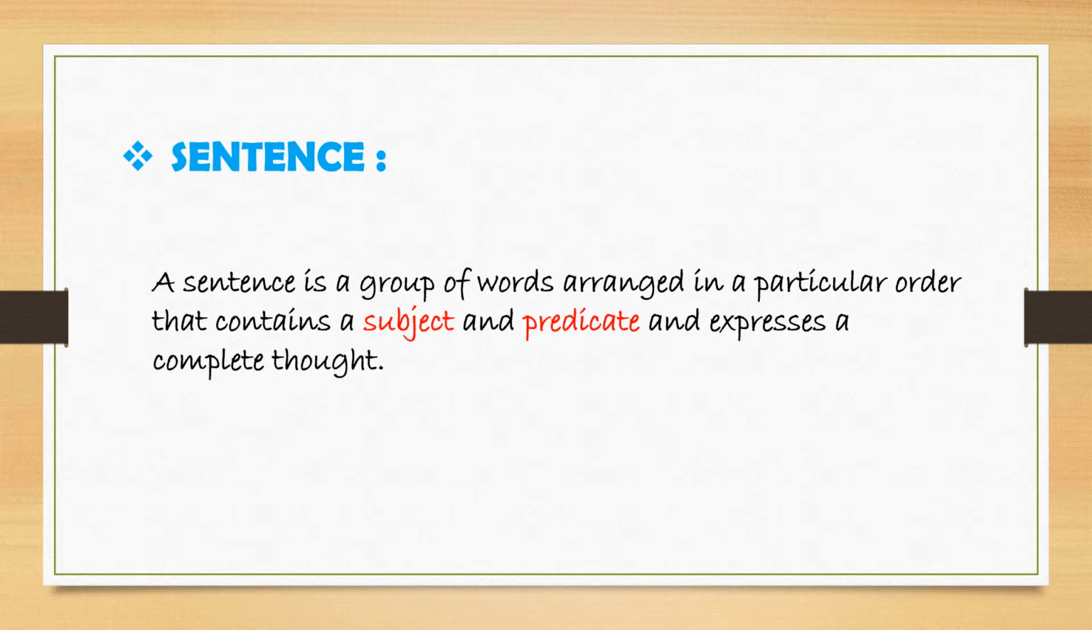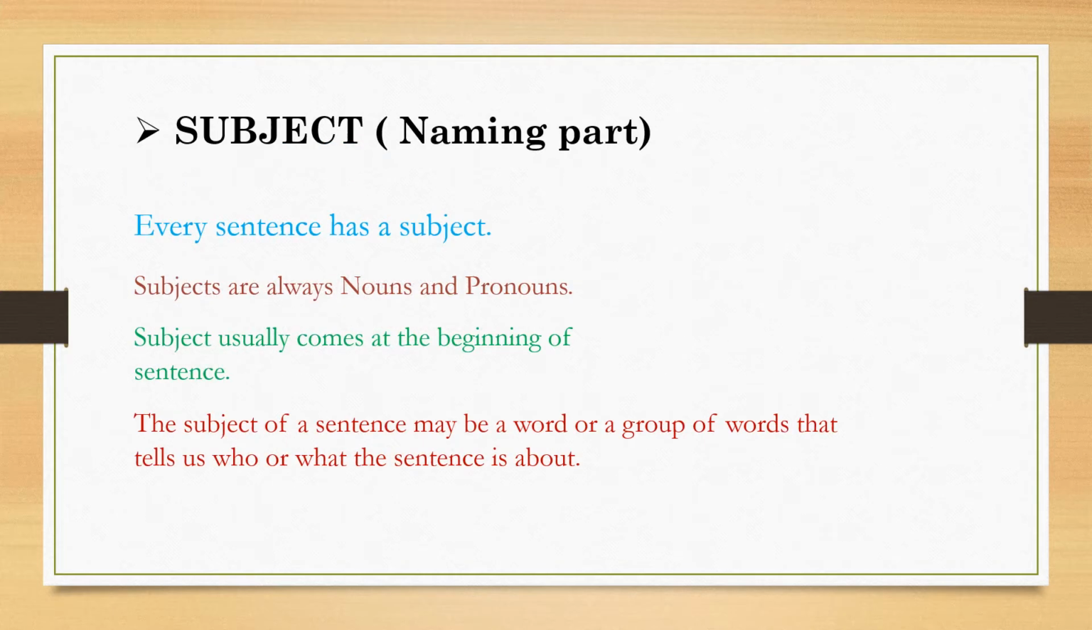Do you all know what a sentence is? Right. A sentence is a group of words arranged in a particular order that contains a subject and predicate and expresses a complete thought. With this, we understand that a complete sentence has a subject and a predicate. Now, let us learn more about how a subject and predicate make complete sense.